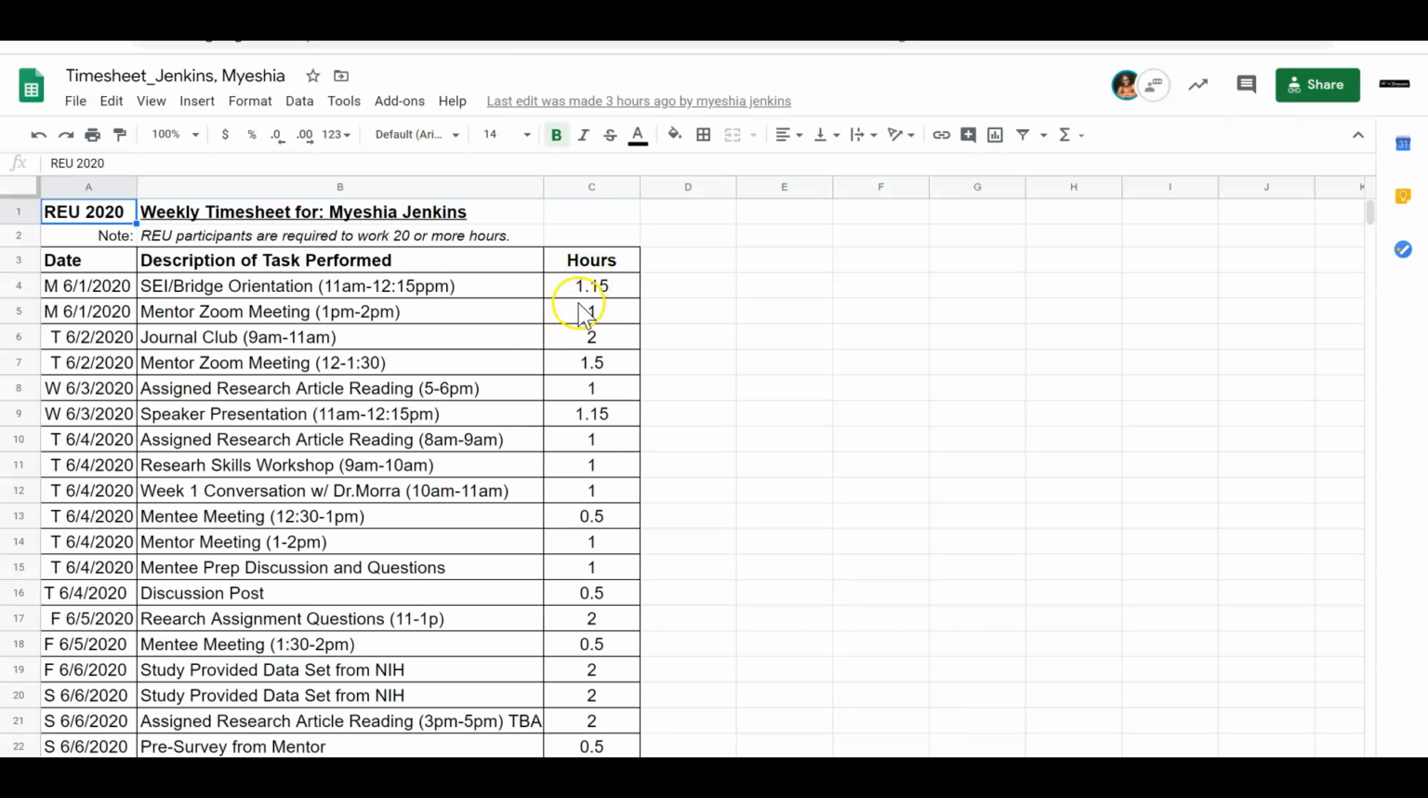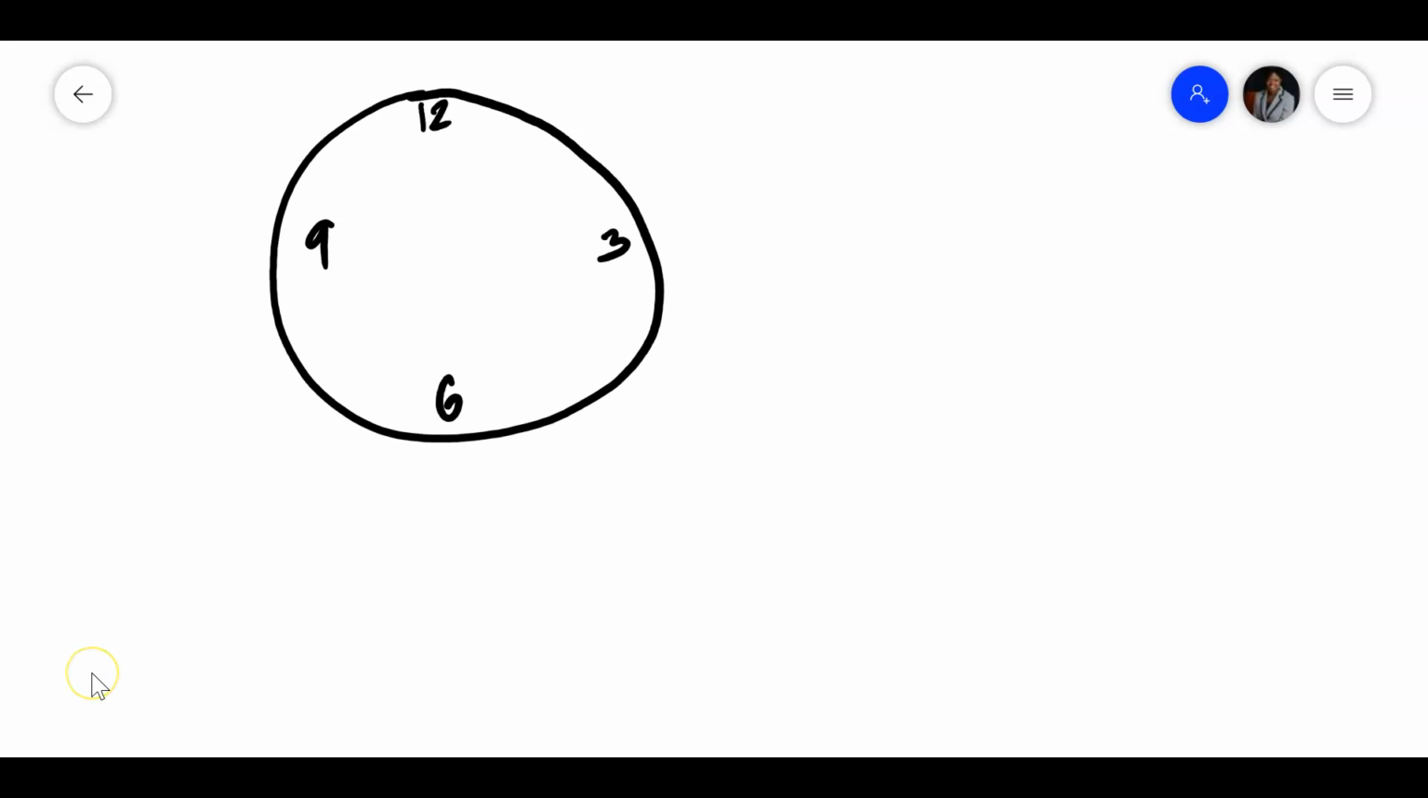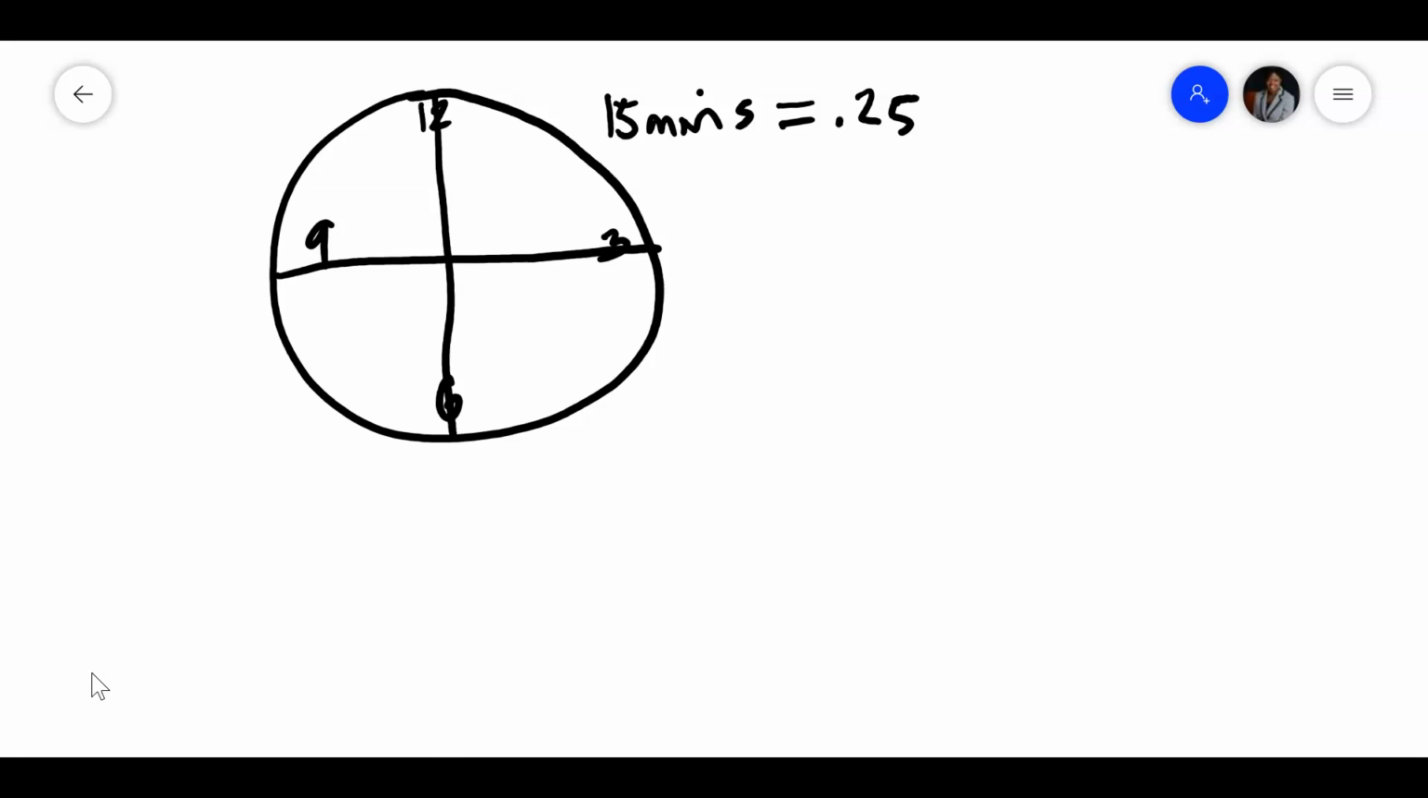All right. So let's talk about how to convert minutes to an hour, because on the spreadsheet, I want you all to make sure that you convert your minutes to hours. So for example, we understand how a clock works, of course. And I just want to say, for example, we know that we can divide that into 4. Now, for example, if you did something for 15 minutes, all right, that will be equivalent to 0.25. And why is that?